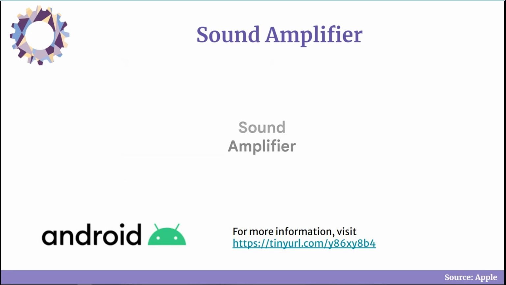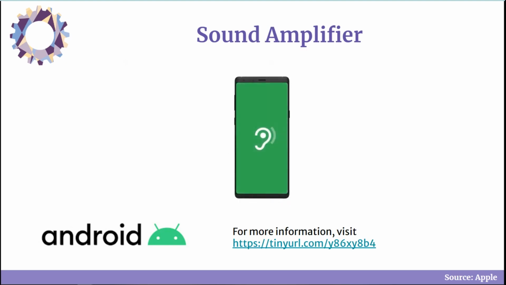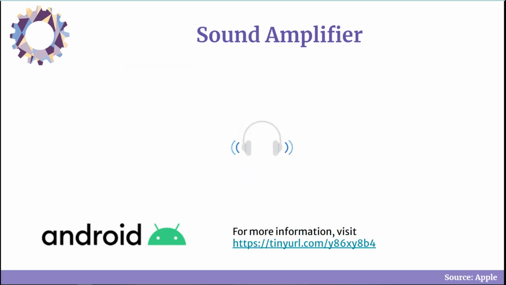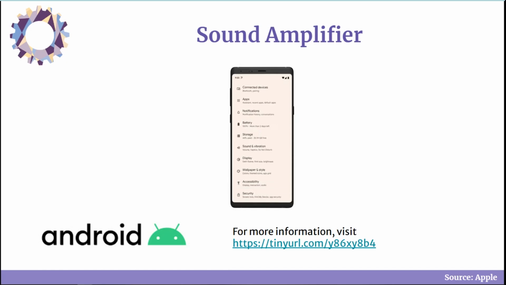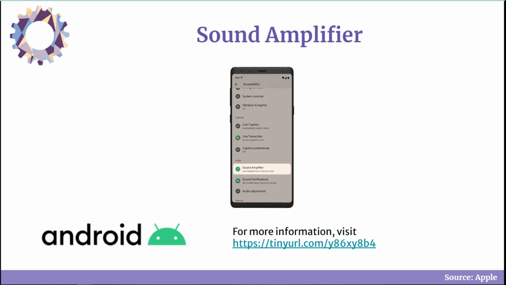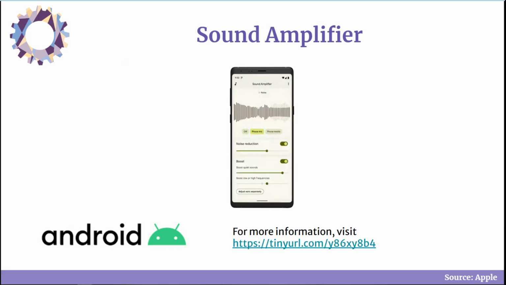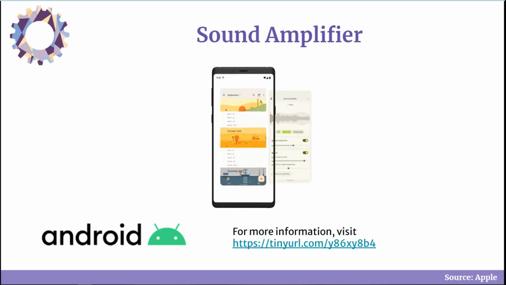You can use Sound Amplifier on your Android phone to make everyday conversations or media audio more accessible and easier to hear. To use this feature, you'll need to connect a pair of wired or wireless headphones to your Android phone. To get started, open Settings, tap Accessibility, and then tap Sound Amplifier. If Sound Amplifier is not listed, you can install it from the Google Play Store. Once Sound Amplifier is open, if you want to hear surrounding sounds in real-life conversation more clearly, tap Phone Mic. You can adjust noise reduction to block out unwanted background noise. And you can use Boost to increase quiet sounds and low or high frequency sounds. You can continue using Sound Amplifier even while doing other things on your phone.